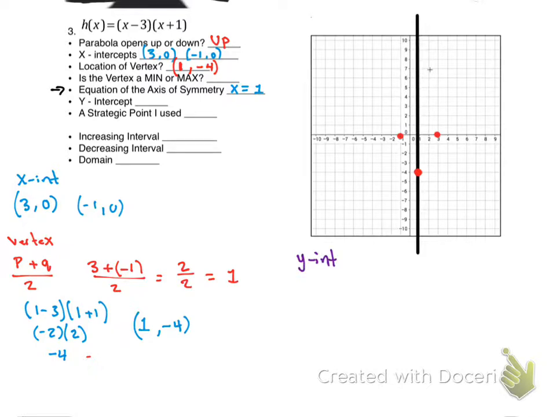Okay, next we find the y-intercept. So the y-intercept, we plug in 0. Right, that remains the same as well. So 0 minus 3 times 0 plus 1. 0 minus 3 is a negative 3. 0 plus 1 is 1. Simplify that out, we get negative 3. So we plugged in 0, and we got negative 3. I'm going to plot that on my graph, 0, negative 3, and reflect it.